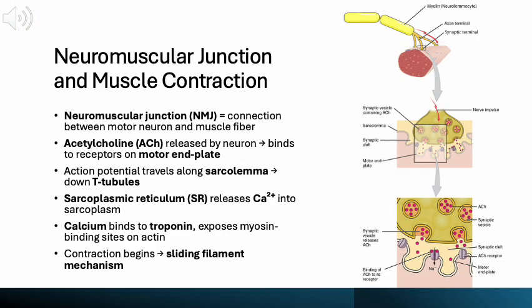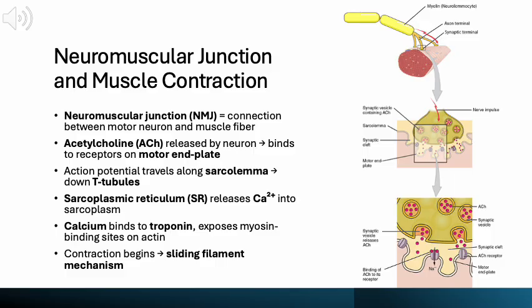The neuromuscular junction, NMJ, is where the nervous system meets the muscular system. A motor neuron releases the neurotransmitter acetylcholine, ACh, into the synaptic cleft, and ACh binds to receptors on the motor end plate of the muscle fiber. This triggers an action potential that spreads across the sarcolemma and dives into the fiber via T-tubules.